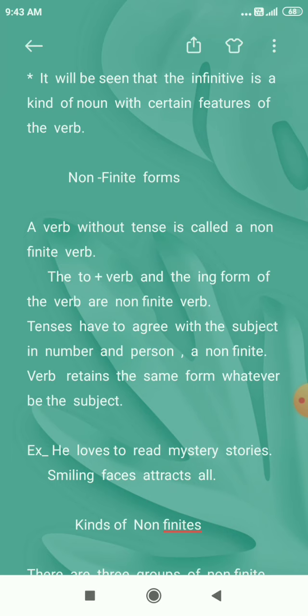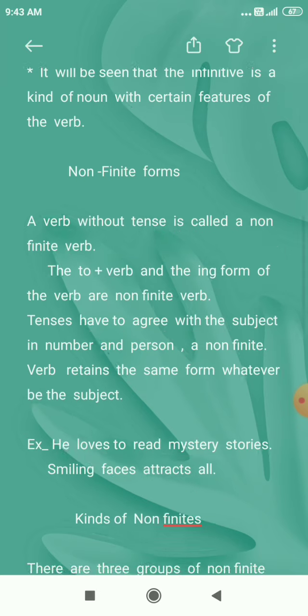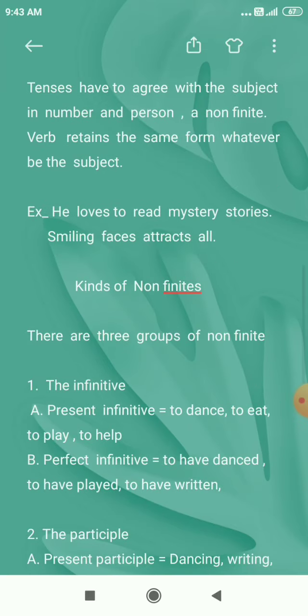Tenses have to agree with the subject in number and person. A non-finite verb retains the same form, whatever be the subject. Let's take an example. He loves to read mystery stories.